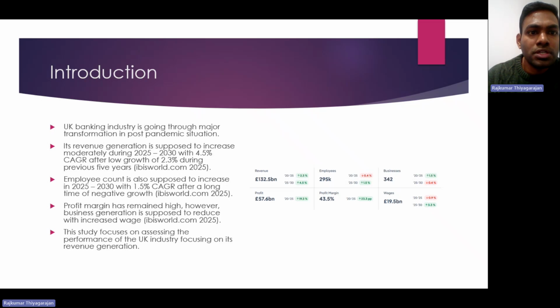Revenue growth is projected to rise at a moderate CAGR of 4.5% from 2025 to 2030, following a lower growth rate of 2.3% in the previous 5 years. Employee numbers are also expected to increase with a CAGR of 1.5%. However, despite maintaining high profit margins, business generation is projected to decline due to rising wages. The study evaluates the industry's overall performance with a focus on revenue generation, financial trends, and post-pandemic recovery.